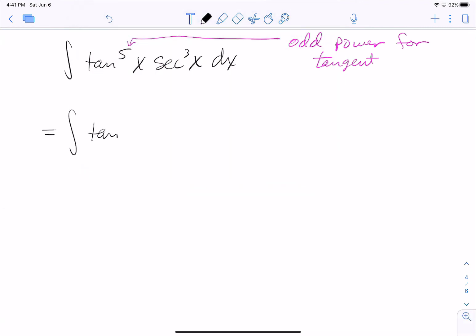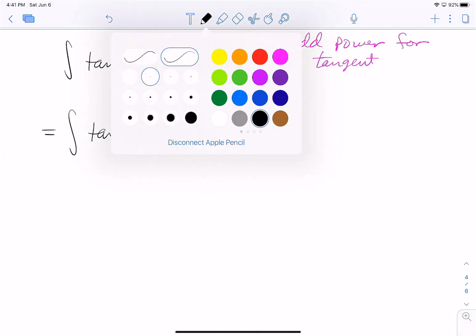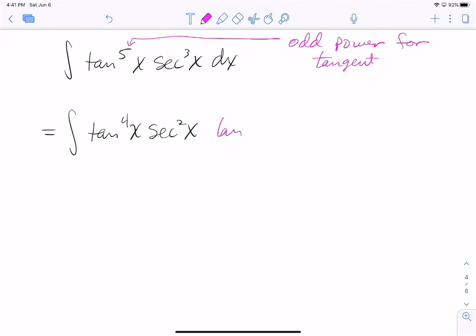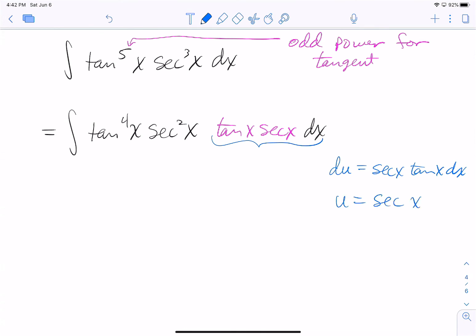This is going to be the integral of the tangent to the 4th of x times the secant squared of x times the tangent of x times the secant of x dx. Looking here at the secant of x times the tangent of x dx, let's identify that to be our du. If that's the case, then u must be the secant of x. Based on what you just saw in the previous exercise, I'd like for you to pause the video and see if you can finish this one.